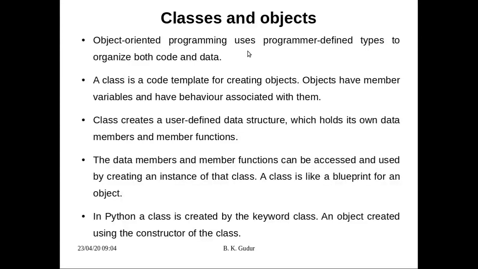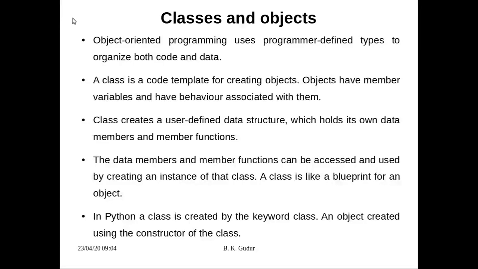Object oriented programming uses programmer defined types to organize both code and data. So dear students, class is a concept in object oriented programming. Whereas in procedure oriented languages, the code is kept separate and the data is separate. In object oriented programming, code and data are both bundled together, and that bundle is called an object.